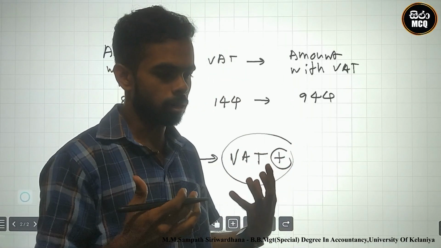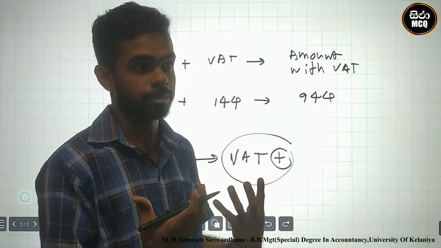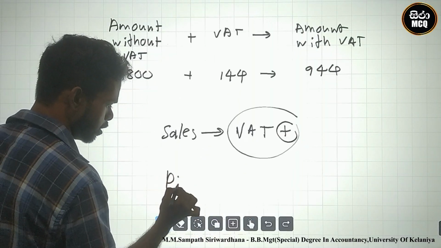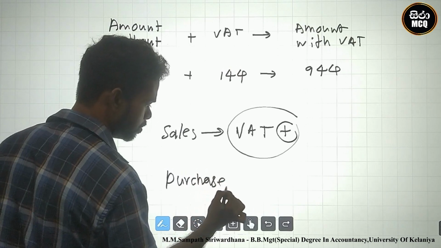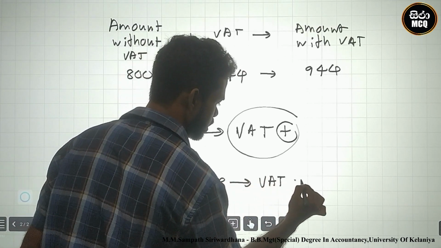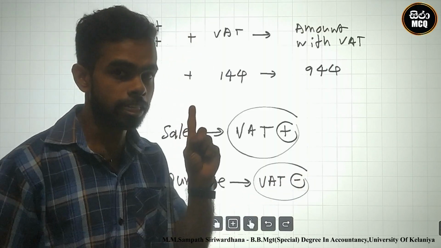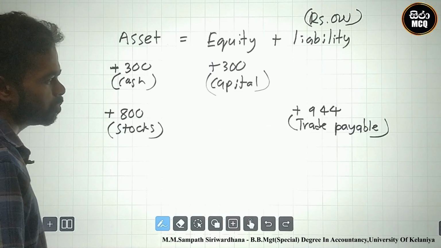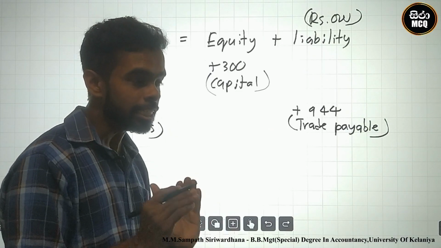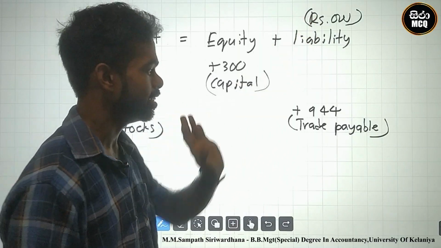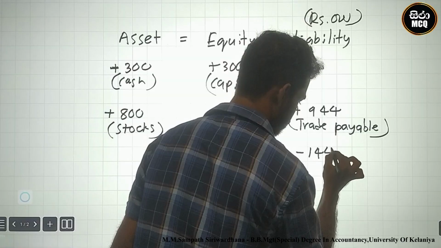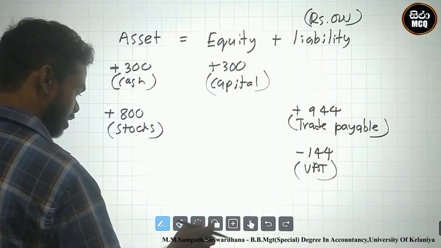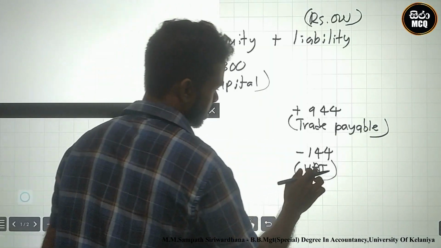At the selling point, I am a business selling some goods. At this point, VAT is increasing. But at the purchasing, remember that VAT is deducting. Purchasing VAT deducting, sales VAT plus. At the purchasing, VAT is deducted, VAT deduct 144. VAT deduction. Sales VAT increasing.